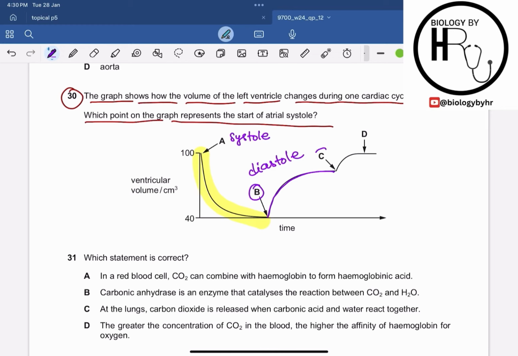And then this is the atrial systole part, where the atria are contracting and they are pushing their blood into the ventricles, right? So the correct answer for this question is basically option C. Over here at this point in the graph, the atrial systole is being started, right? So I hope that this graph makes sense.